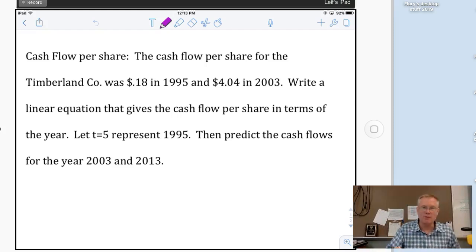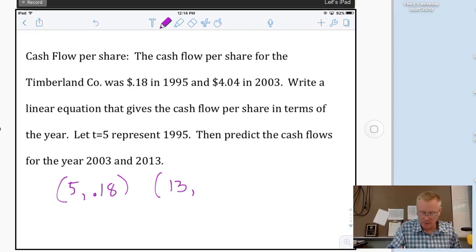Okay, so I'd like to have an equation for this. A linear equation, which means if I was to take, this is the year 1995, so we're starting 1990. For each year after that, you add 1. So 5 is really 1995. 10 would be 2000. 2013 would be 23 years between 1990 and 2013. All right, so it's 5 and 0.18. The other point we have is the 2003, which is 13 years after 1990, and 4.04.